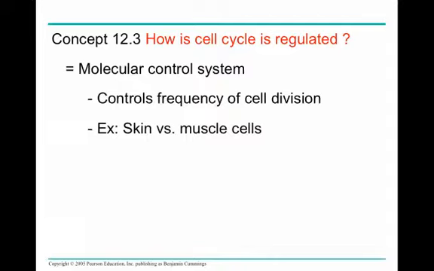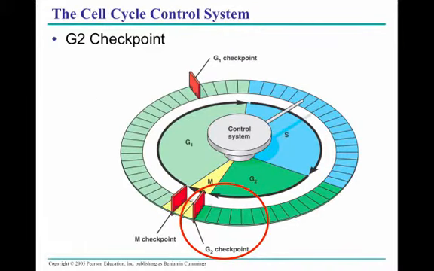So take a look at that. And then moving on to how the cell cycle is regulated. There are molecular control signals inside the cell. The one we're going to focus on here, there are actually several checkpoints in the cell cycle, but we're going to focus on something called the G2 checkpoint.